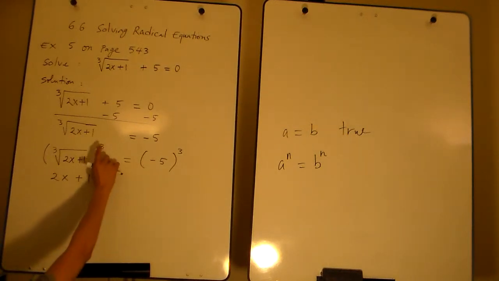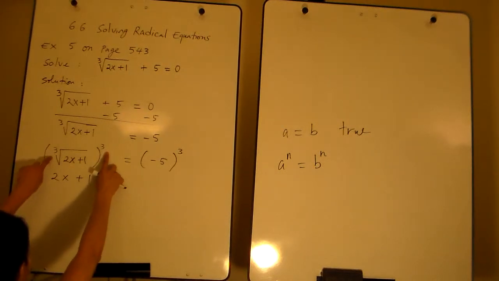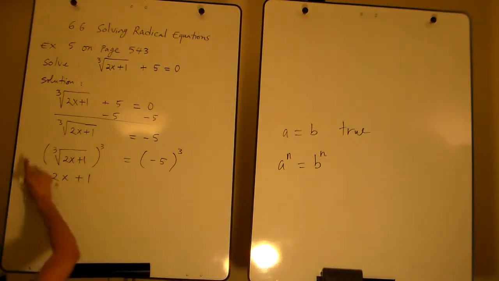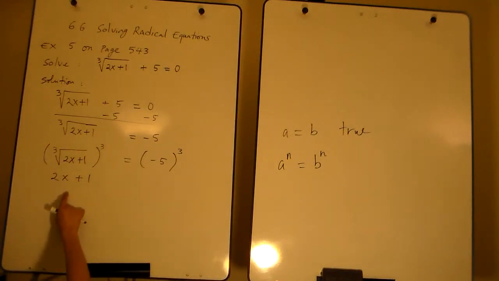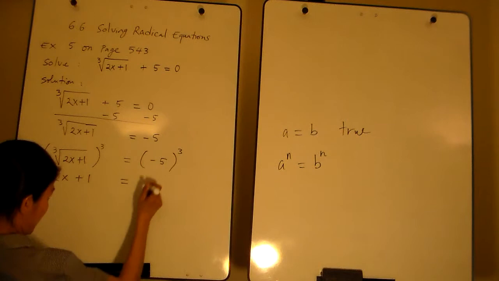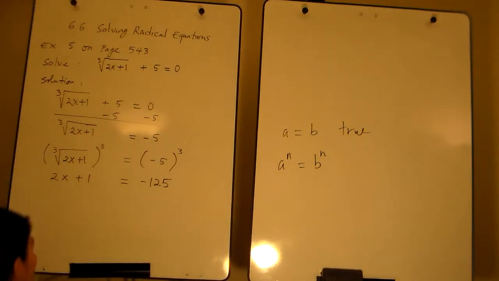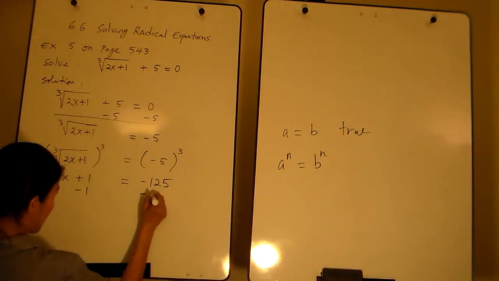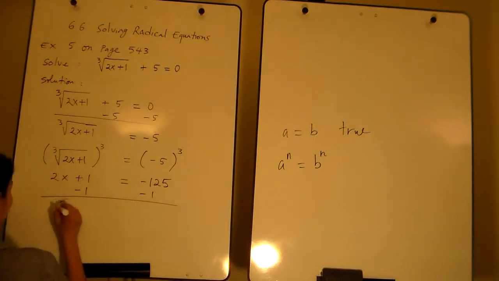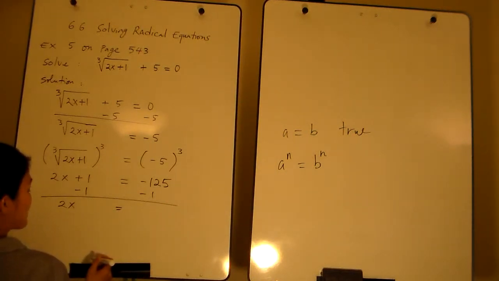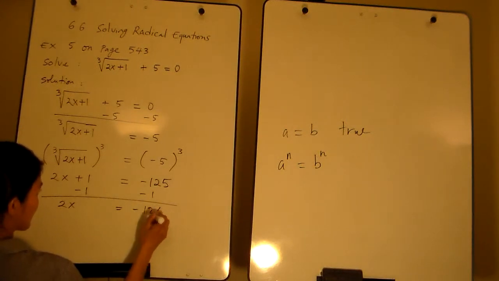That's the reason why we raise to the third power when the index of this radical is 3. If these two match, you can simplify this cube root. So this now is 2x plus 1 equal to, when you raise negative 5 to the third power, negative 125. Alright, let's simplify as much as possible. To solve for x, we need to remove this term, so subtract 1 on both sides. So we have 2x, 1 subtract 1 is 0, equal to negative 125 subtract 1, which is negative 126.